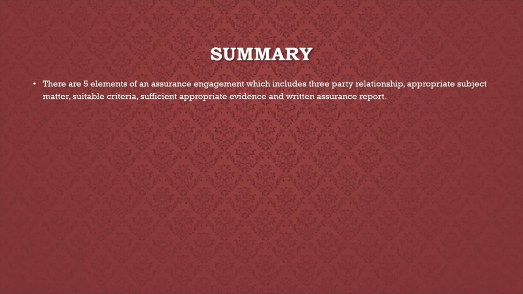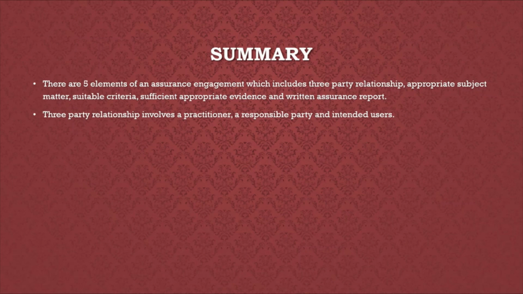To summarize what we have learned today, there are 5 elements of an assurance engagement, which includes three-party relationship, appropriate subject matter, suitable criteria, sufficient appropriate evidence, and written assurance report. Three-party relationship involves a practitioner, a responsible party, and intended users. A practitioner is a CPA in public practice who performs the assurance engagement. Responsible party is the person responsible for the subject matter and the subject matter information. Intended users are users to whom the practitioner usually addresses the report.